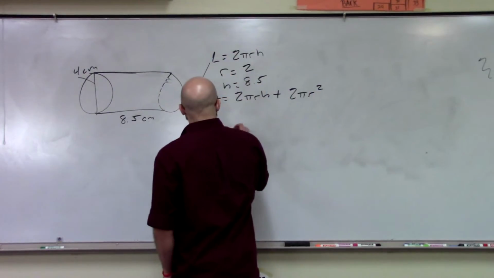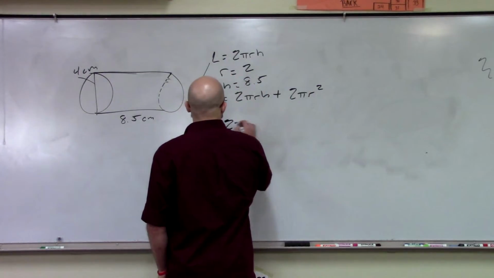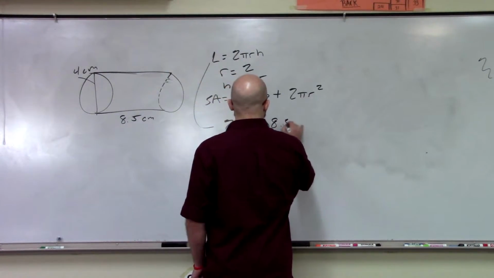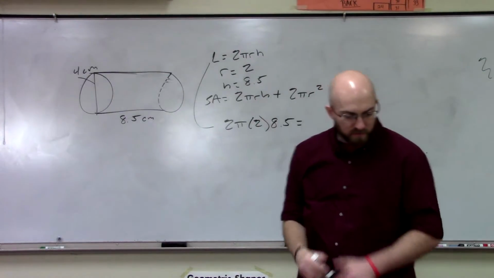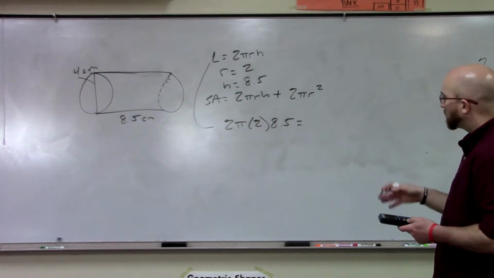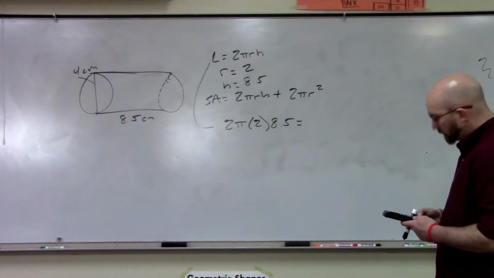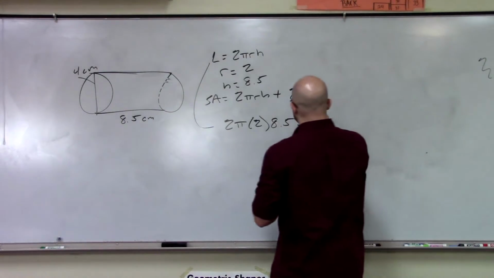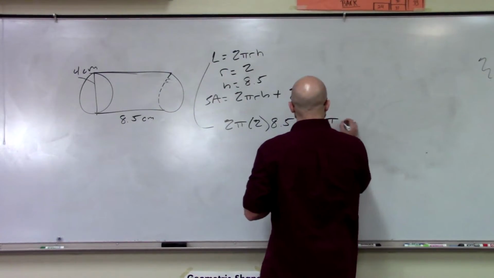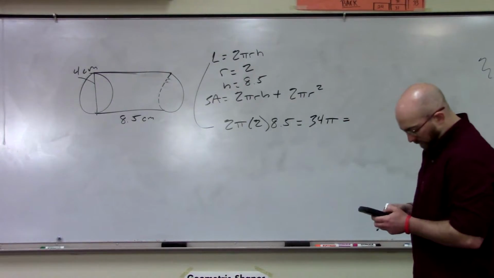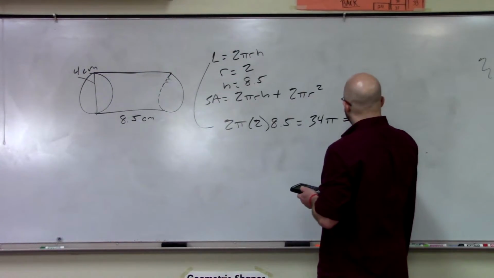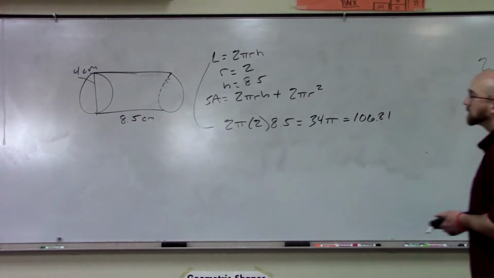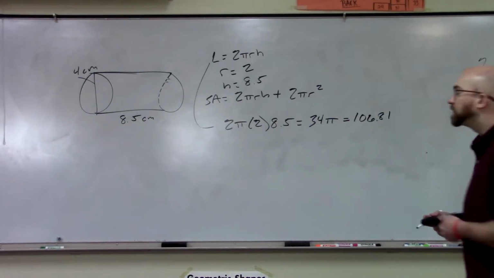I'm going to come down here, so 2 pi, plug this into our calculator. I'm going to go ahead, I won't multiply by pi first. And they're all being multiplied together. So 34 pi, or, you know, it doesn't hurt to put both answers. I like both answers. It doesn't hurt to put both.